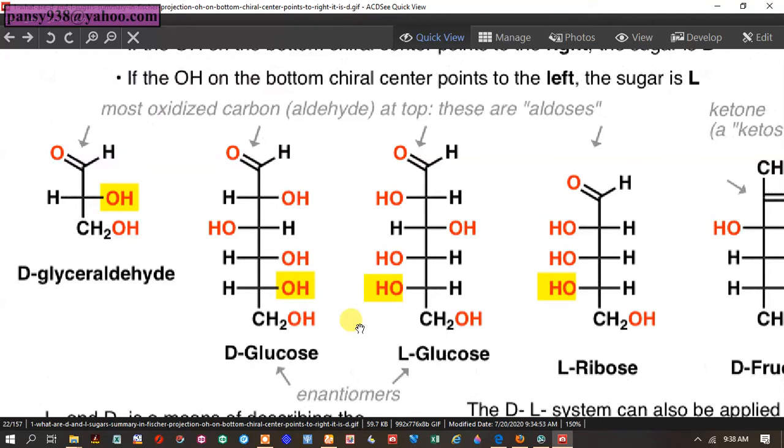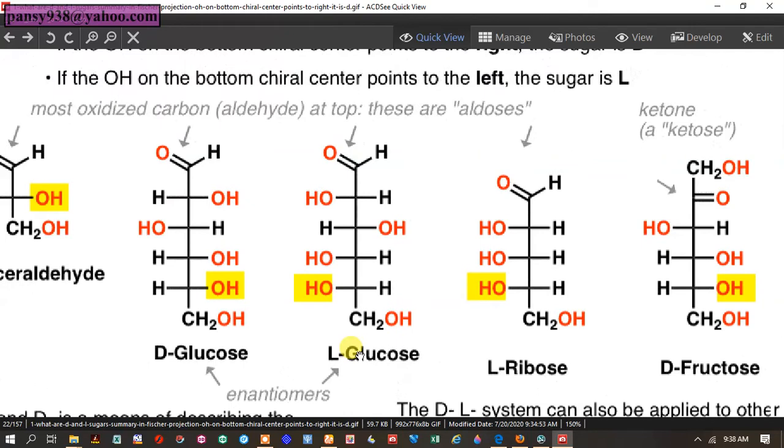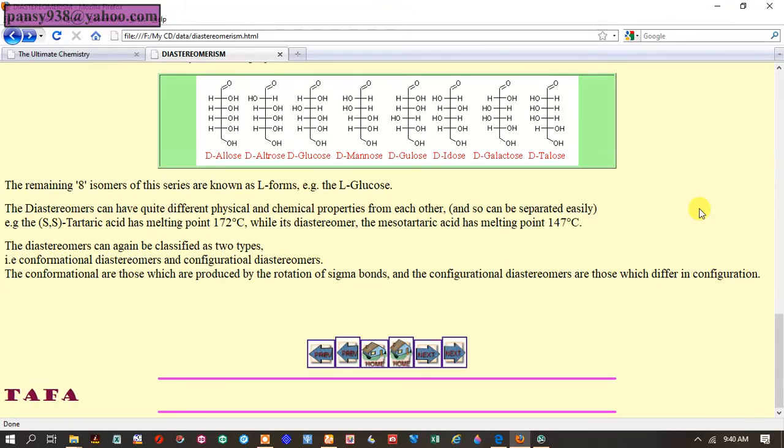And the same is the case with other carbohydrates. For example, in fructose, this highlighted hydroxyl group at the last asymmetric center is on the right, so it is D-fructose, and if this is on the left side, this is L-fructose. As you see, there are many asymmetric carbons in this 6-carbon carbohydrate series.